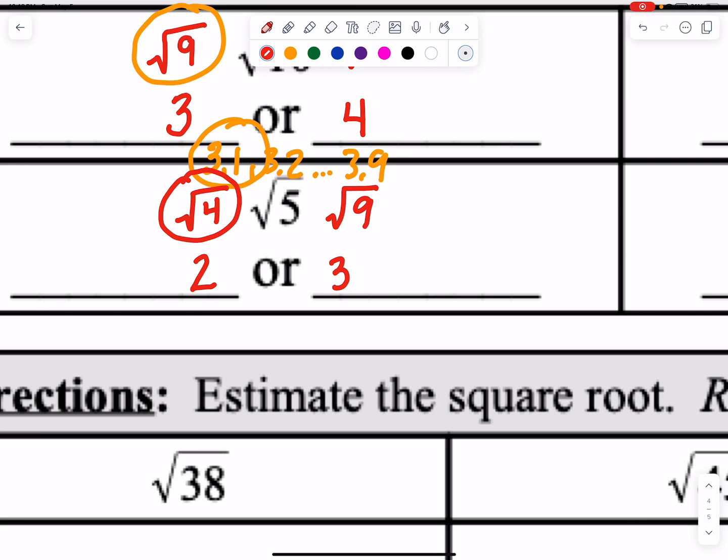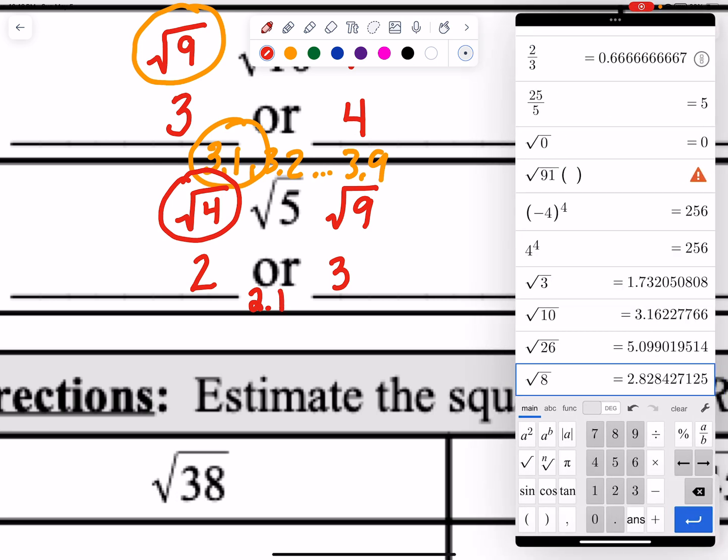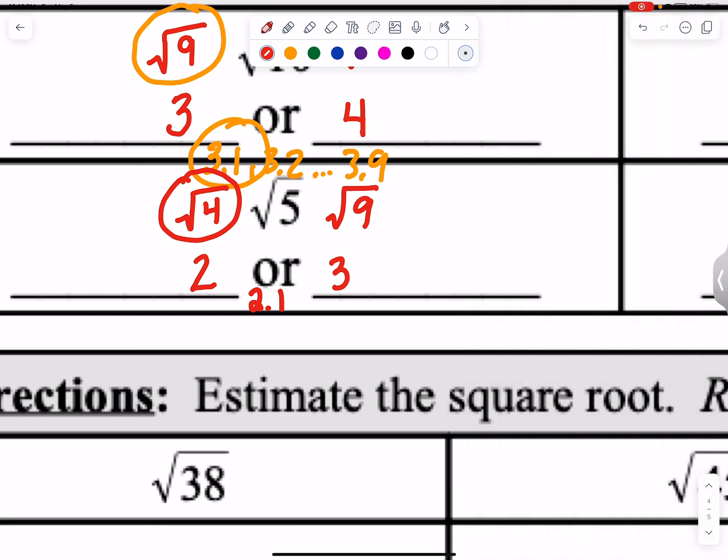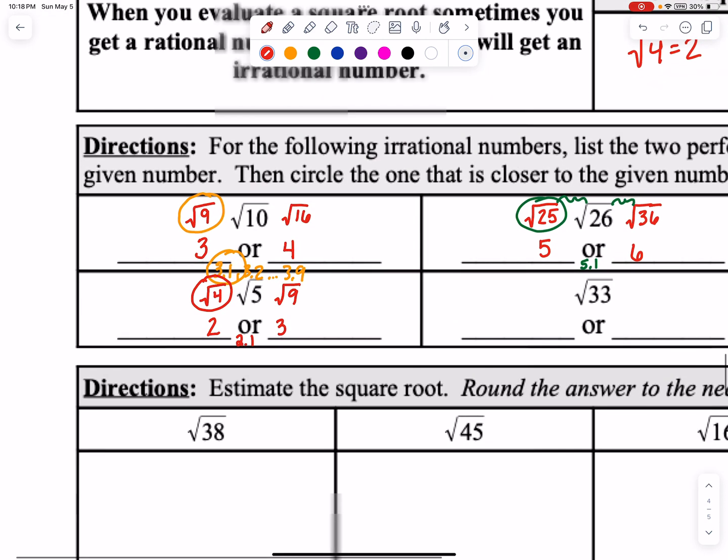So maybe 2.1 or 2.2? I'll go ahead and just do 2.1. Stay consistent since it's 1 away. Let's see, square root of 5. Yep, 2.23. There wasn't a big gap, which is why 2.2 would have probably been a better guess.